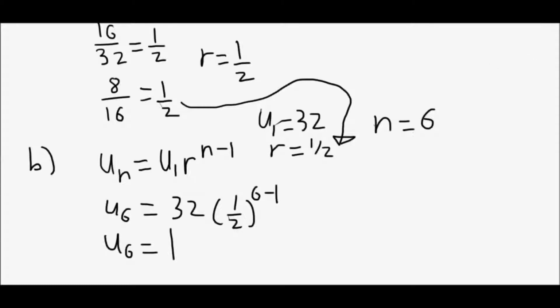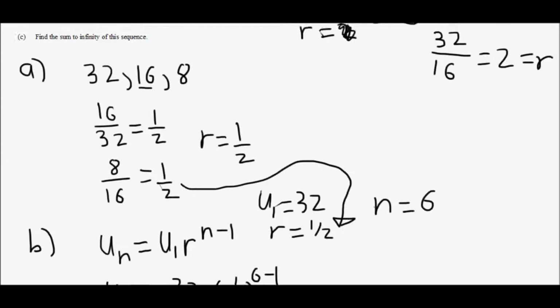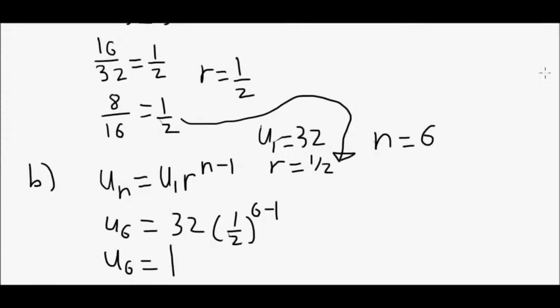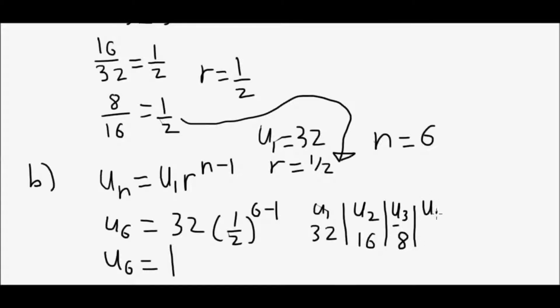Now, let me go ahead and try to prove this to you. So, we have u of 1, which is 32, u of 2, which is 16, u of 3, which is 8. So what's u of 4 going to be? Well, u of 4 is going to be 8 times the r. In this case, it's 1 half. So u of 4 is going to be 4. U of 5 is going to be 2. And u of 6 is going to be 1.